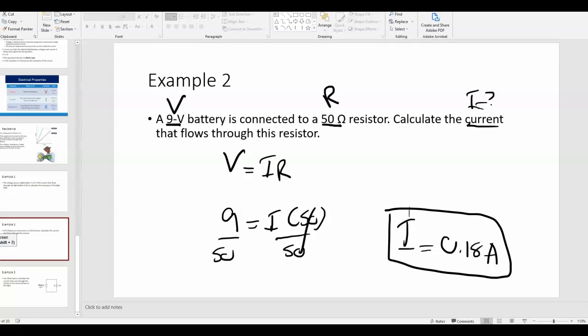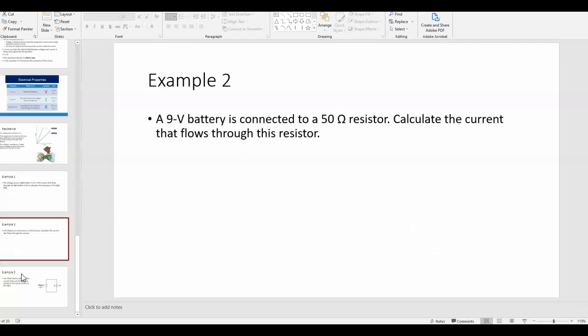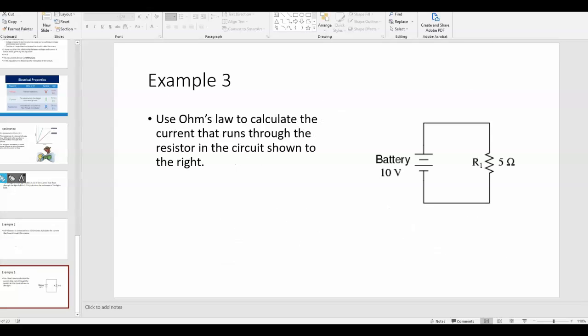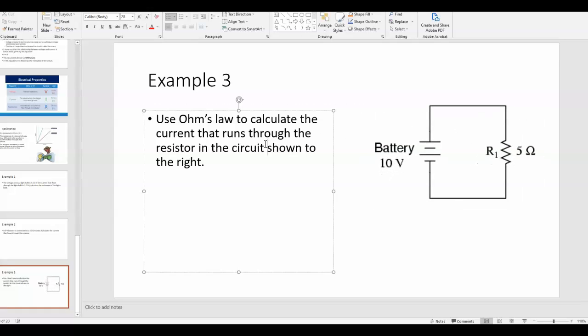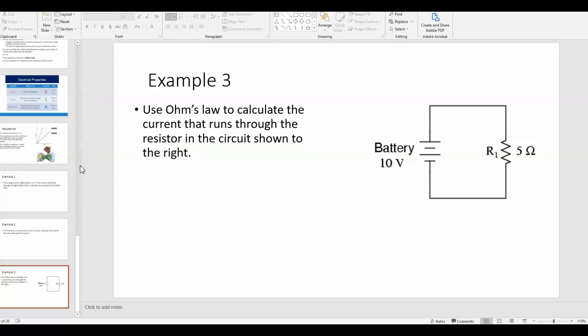Let's take a look at one more quick example. Example 3. Here we have a picture, and you have to tell from the picture what's going on. It says use Ohm's law to calculate the current that runs through the resistor in the circuit shown to the right. This is our first look at a circuit diagram, and we'll see more of these as we go throughout the unit. Pause it here and try to do example 3 on your own based off of what we've talked about so far.